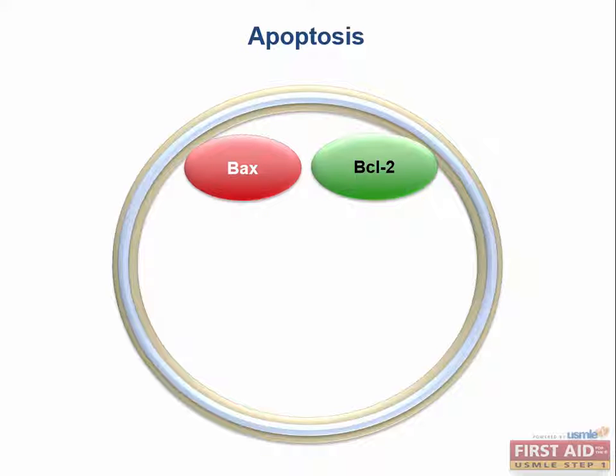Here's a fun little tie-in though. BCL2 is associated with a certain malignancy. Do you know which malignancy it is? It's follicular B-cell lymphoma. And there's actually a mutation with that malignancy. Do you know what that is? It's a translocation of chromosomes 14 and 18.